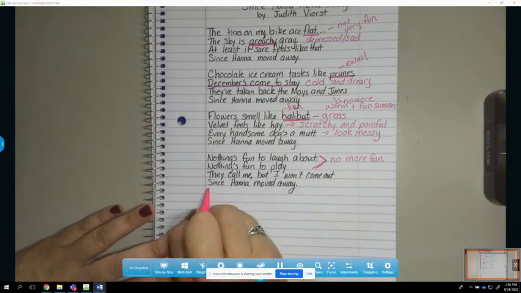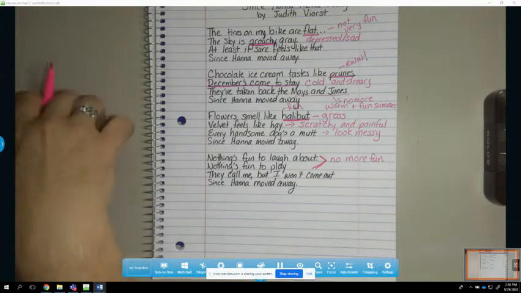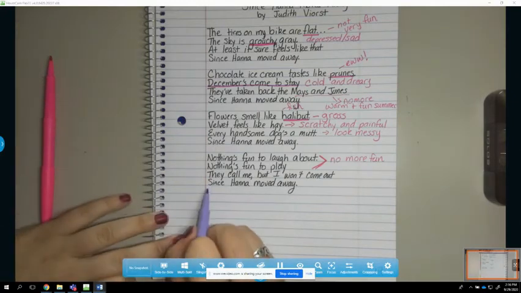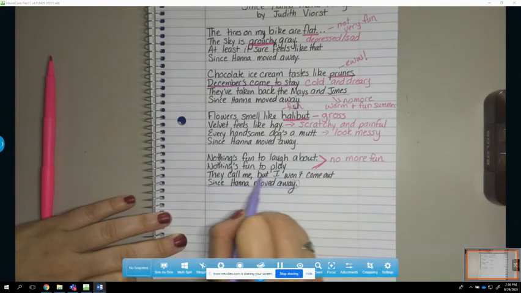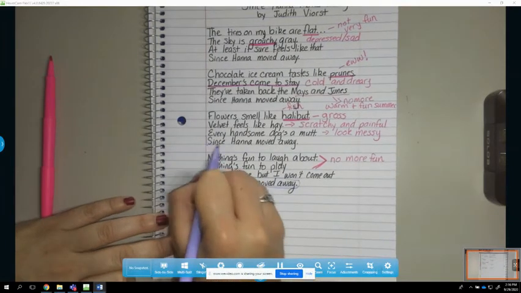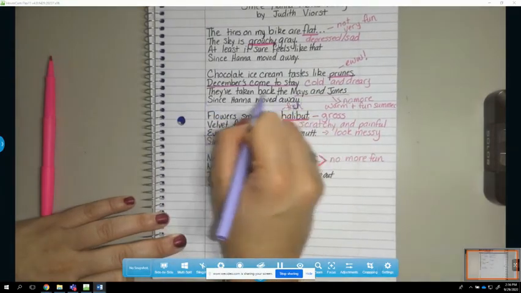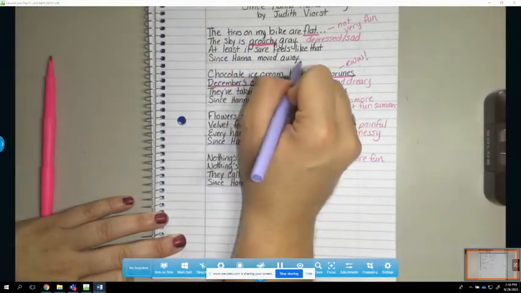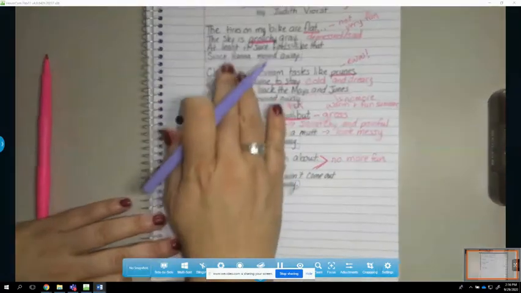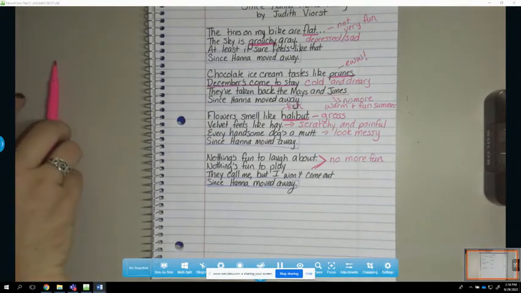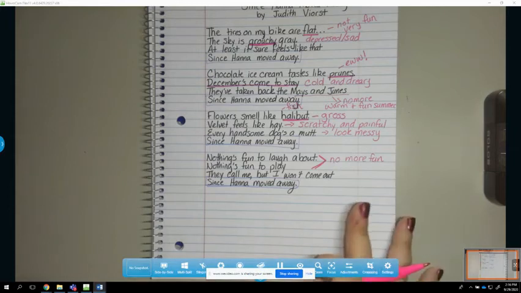Now, the other thing I want to point out is we've had a lot of repetition, so hopefully you guys have been paying attention to that. Every stanza ends with since Hannah moved away. So we've got every stanza telling us that somebody moved away. And if my friend moved away, I'd probably not be very happy about it. I'd probably be pretty sad.